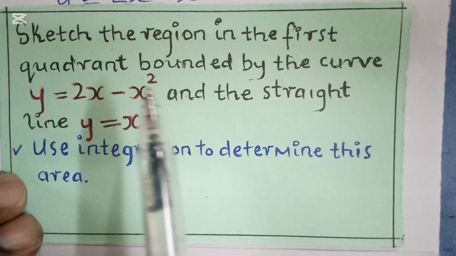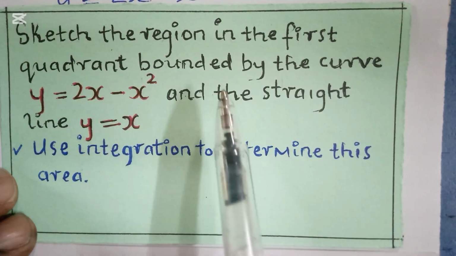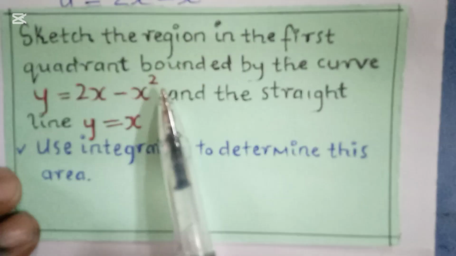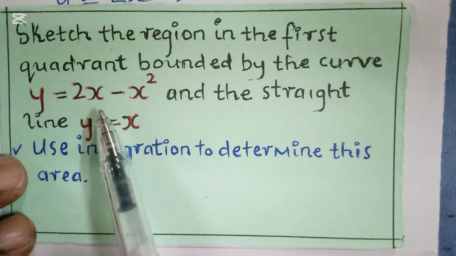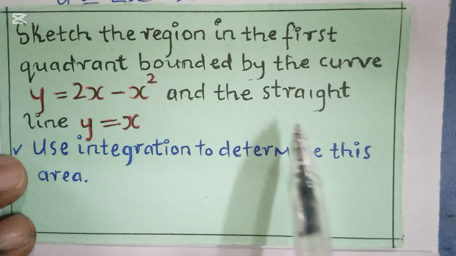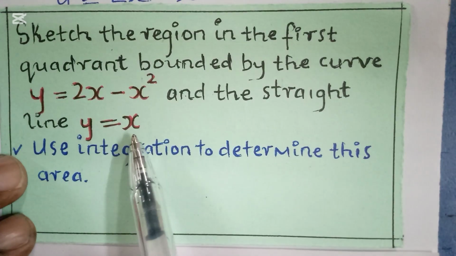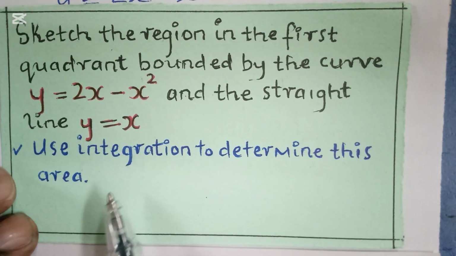Guys, let's look at this question. I first read the question. Sketch the region in the first quadrant bounded by the curve y equals 2x minus x squared and the straight line y equals x. Use integration to determine this area.